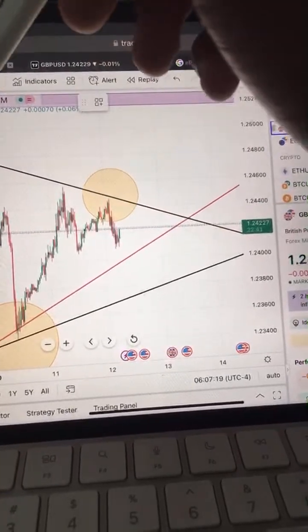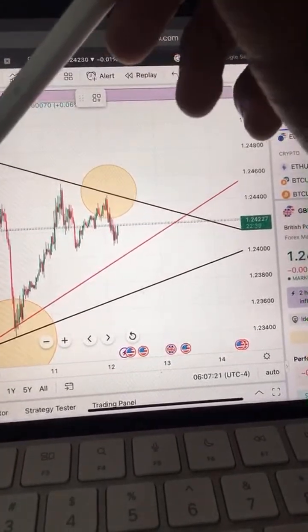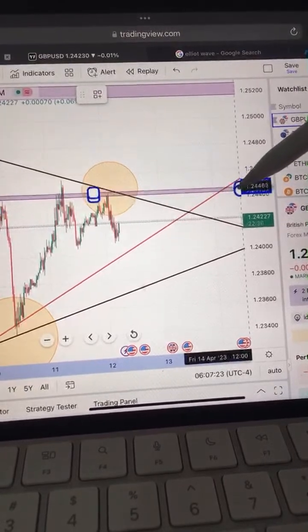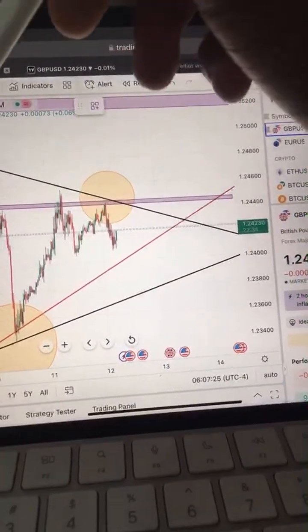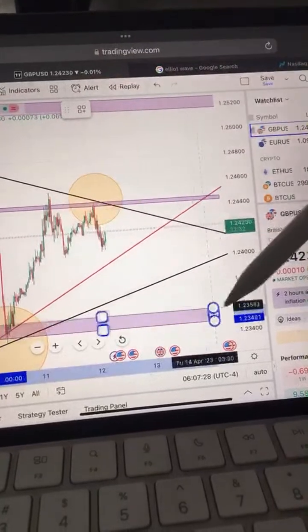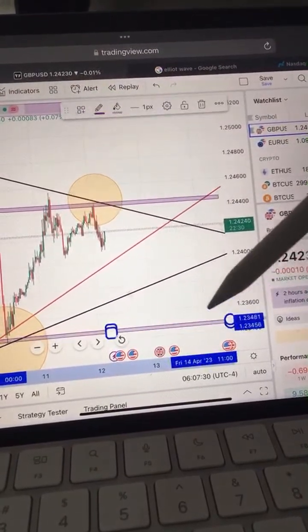On 30 minutes I'll do the same thing. I'll highlight where the chart was failing to break as my resistance, and the price where there was a change of direction as my support.